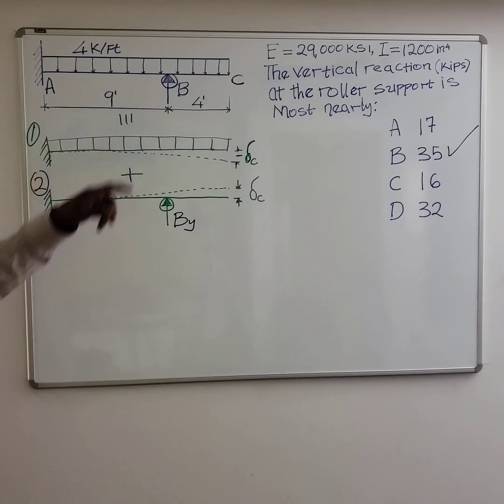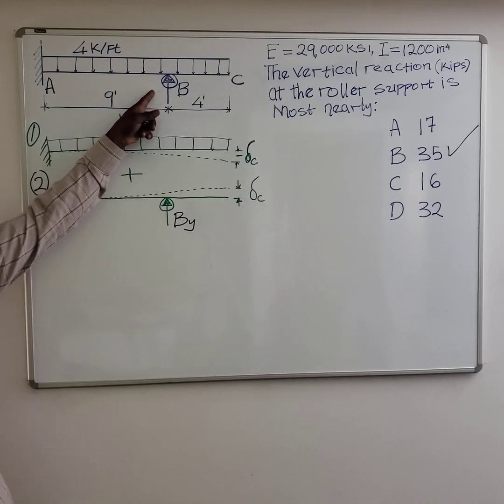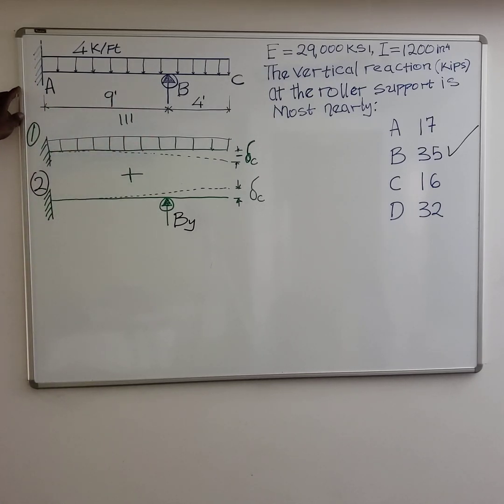We are given E, the modulus of elasticity, as 29,000 ksi, and I, the moment of inertia, as 1,200 inches to the fourth power. So we're asked to calculate the reaction at this point here. And like I said, it's an indeterminate beam, and so you have more unknowns than the number of equilibrium equations available to you.